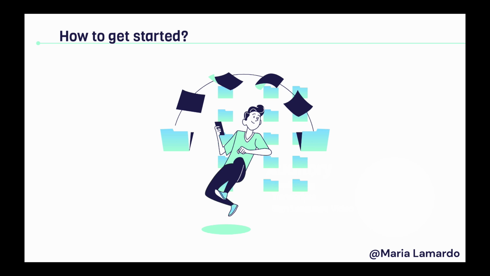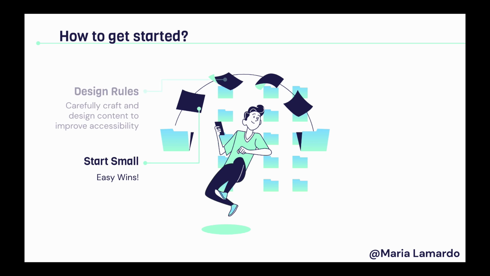How do we get started? Well, we can start small and take easy wins. And we're going to go over some of these easy wins today. And of course, we want to make sure that we're designing and carefully crafting our content so that we can improve accessibility and that it can support accessibility.